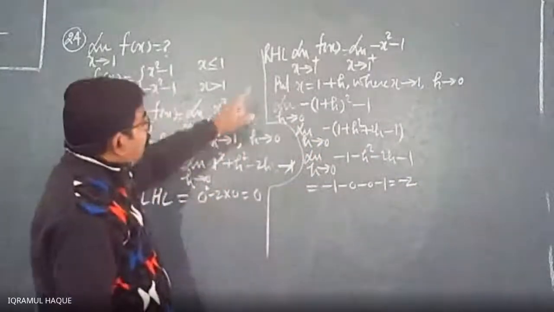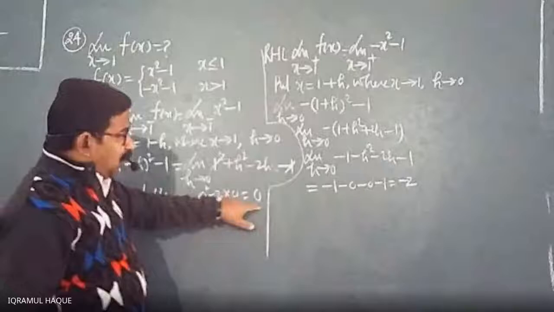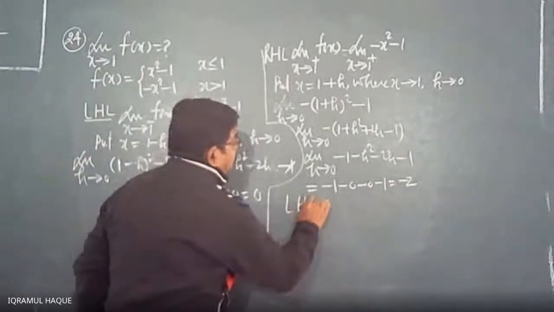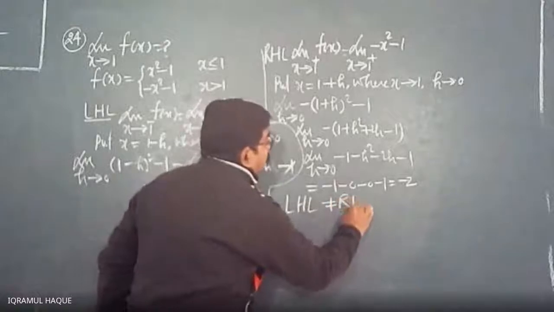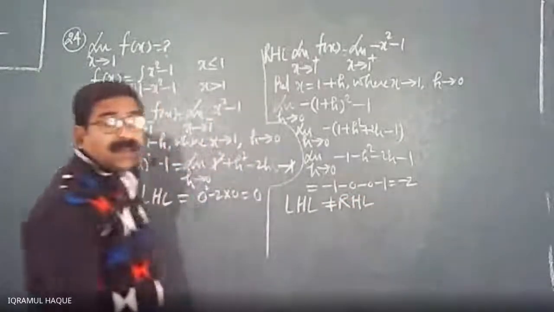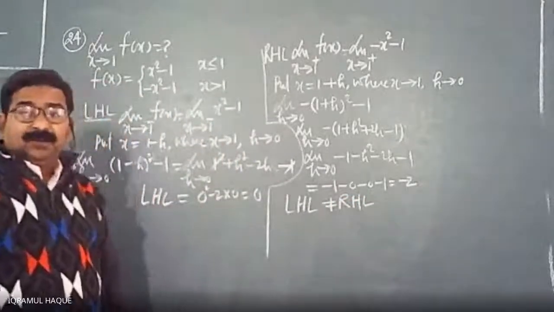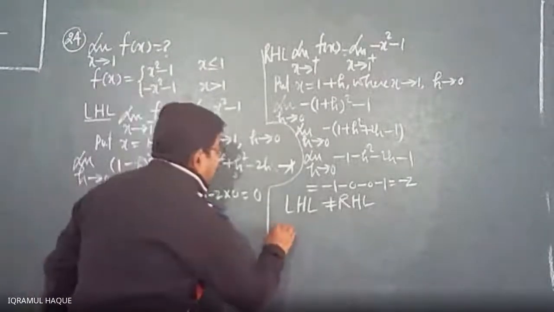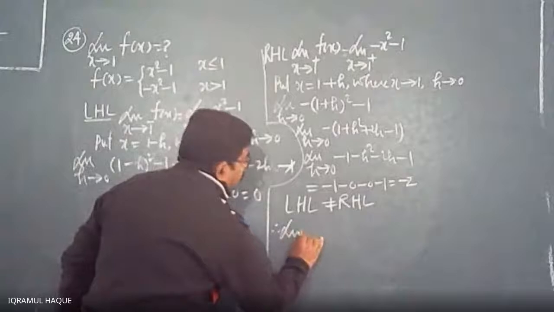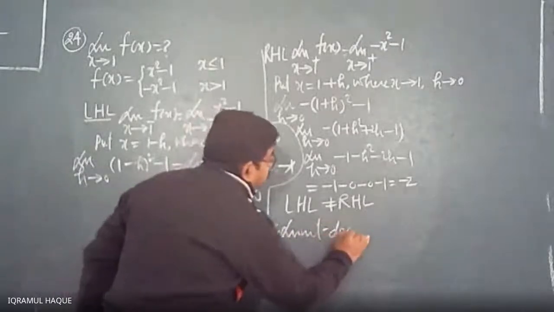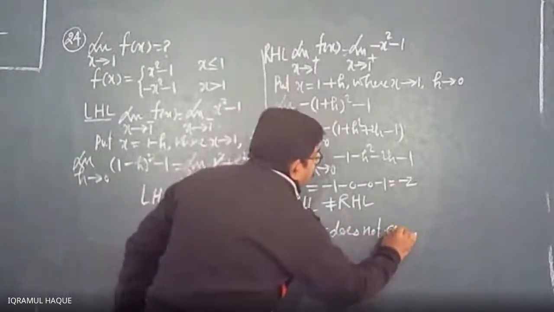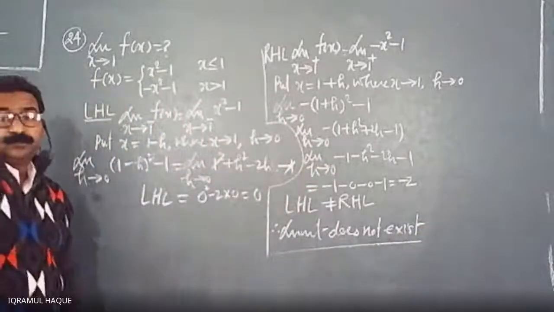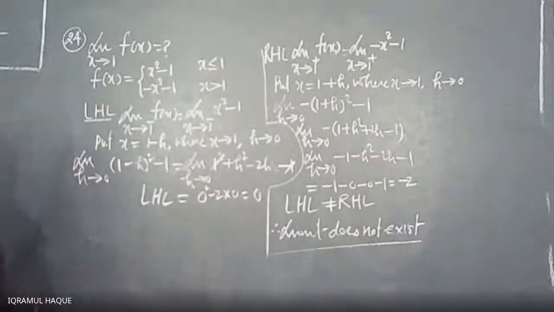So we have LHL is equal to 0 and RHL is equal to minus 2. So we write LHL is not equal to RHL. And in case when LHL is not equal to RHL, we write limit does not exist. Therefore, we write limit does not exist. This is the solution. Check it.